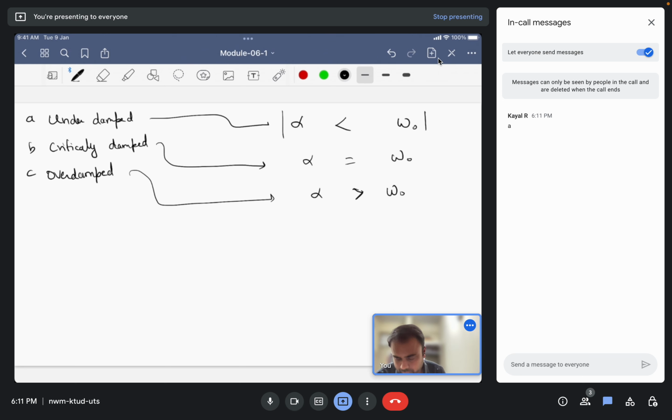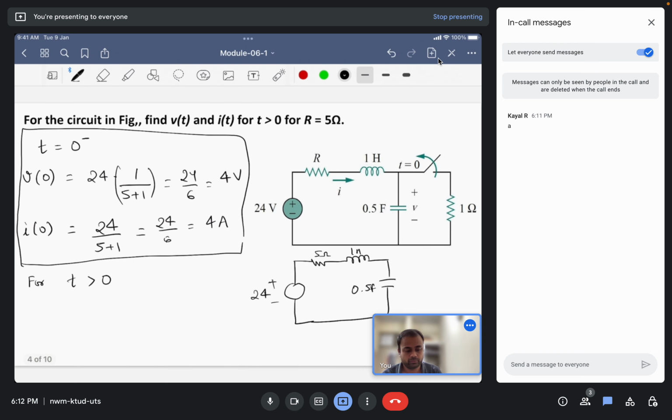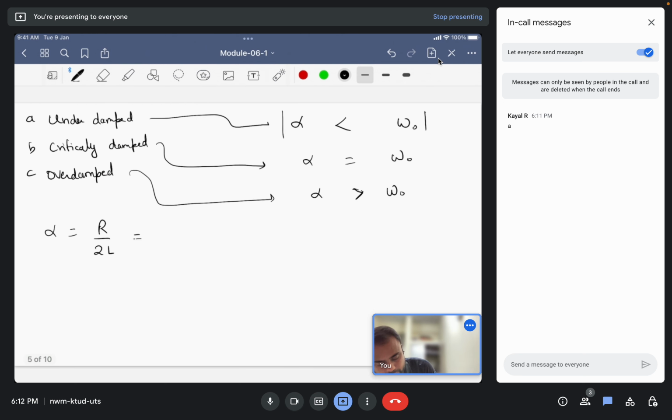In case of a series RLC circuit, alpha is given by R upon 2L. The resistance was given as 5 ohm and the inductance was given as 1 Henry. So it will be 5 upon 2 into 1, that is 2.5. I am not writing the units here because it will unnecessarily make the problem complex. So alpha is 2.5.